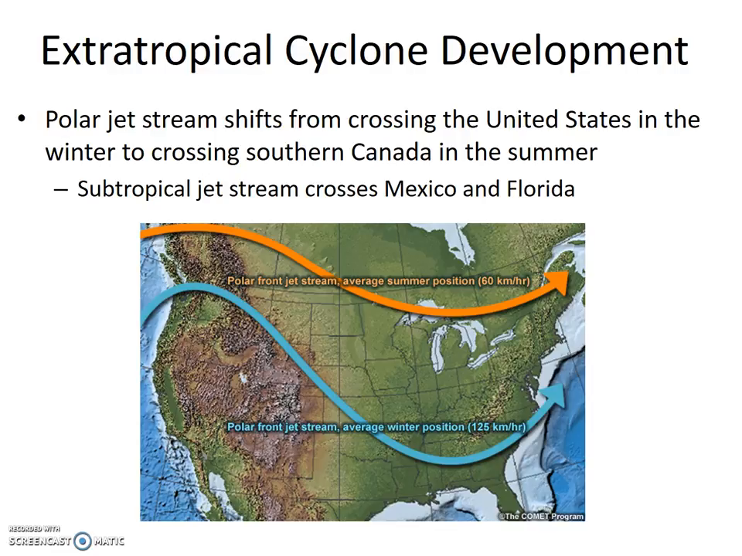The map below has the relative positions and speeds of the polar jet. The winter position and speed are indicated in blue and are further south. The summer position and speed are indicated in orange and are farther north. The jet stream shifts position due to shifts in temperature contrast between the poles and the equator at different seasons of the year.